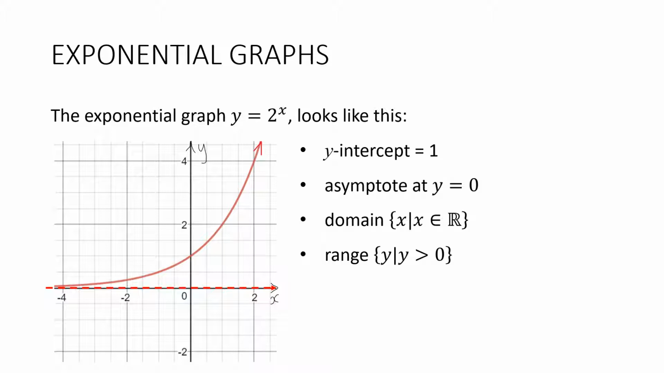So the exponential graph y equals 2 to the x looks like this. So I've got a y-intercept always at y is equal to 1. I've got an asymptote at y equals 0. The domain is all real numbers and the range is y is greater than 0.